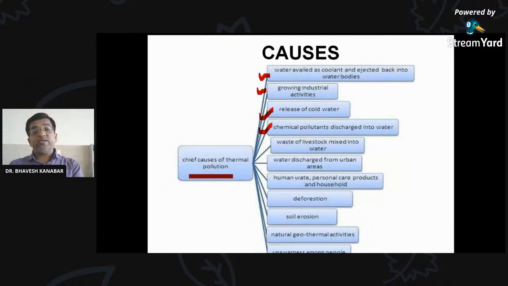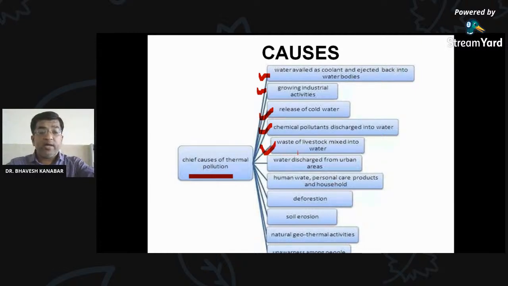So any change in the temperature of the water, even if it is very much cool, can cause thermal pollution. So we need the water to be discharged into the soil at the ambient temperature. Chemical pollutant discharged into the water. Waste of the livestock which is mixed with the water. Livestock means whatever the animals, after using them for non-vegetarian eating purposes, whatever the waste is there, if it is mixed with the water, it can cause thermal pollution.